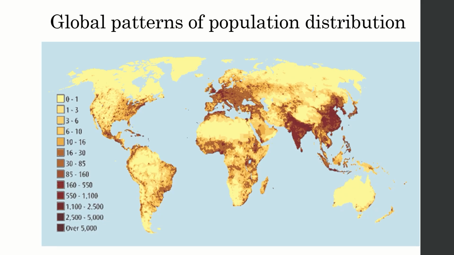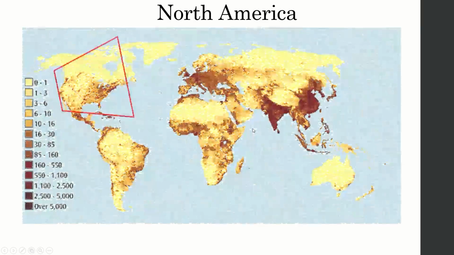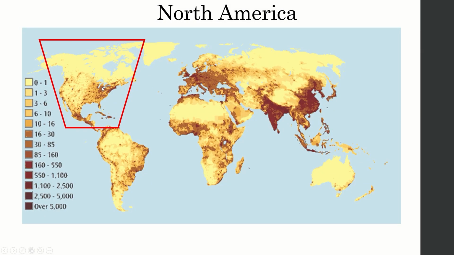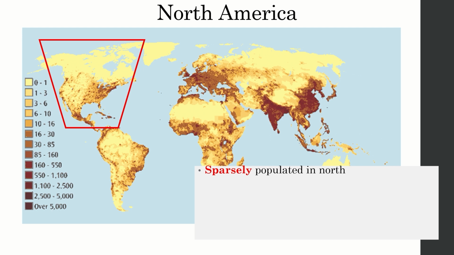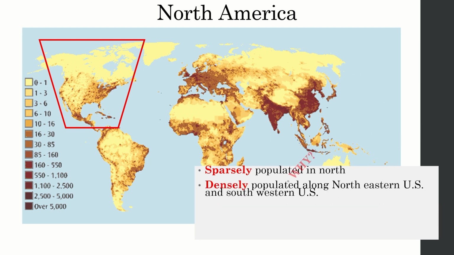If you look at the whole world in terms of distribution, we see interesting patterns develop. There are clusters in the world where people concentrate. North America is one of them here, and especially on the East Coast, from Washington, D.C. to Boston Metro, this whole area is called the megalopolis. It's a high concentration of almost contiguous urban area, as opposed to northern Canada, where hardly anyone lives, or the center of the Amazon. So we see that North America is very sparsely populated in the north, and it's densely populated along the northeastern U.S. and southwestern U.S. Now we want to ask why.